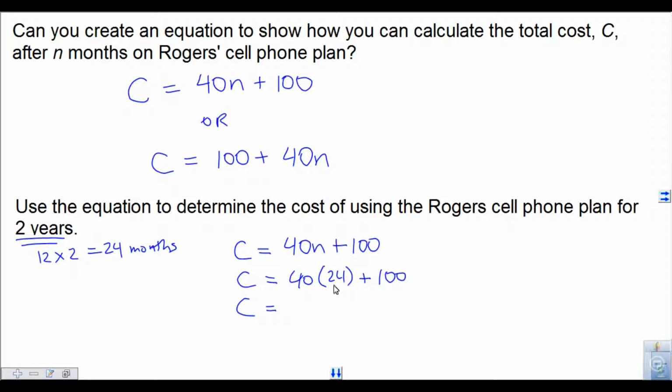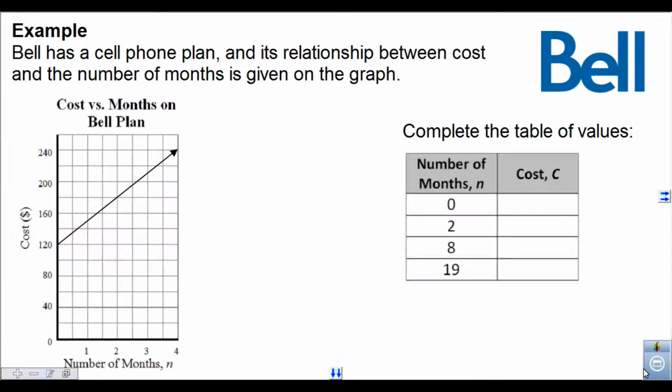So 40 times 24, that's 960 plus 100. So the total cost would be $1,060. All right, let's try this again, but with a rival cell phone company. Here's a graph of Bell's cell phone plan that relates cost in the number of months. So let's complete the table here.